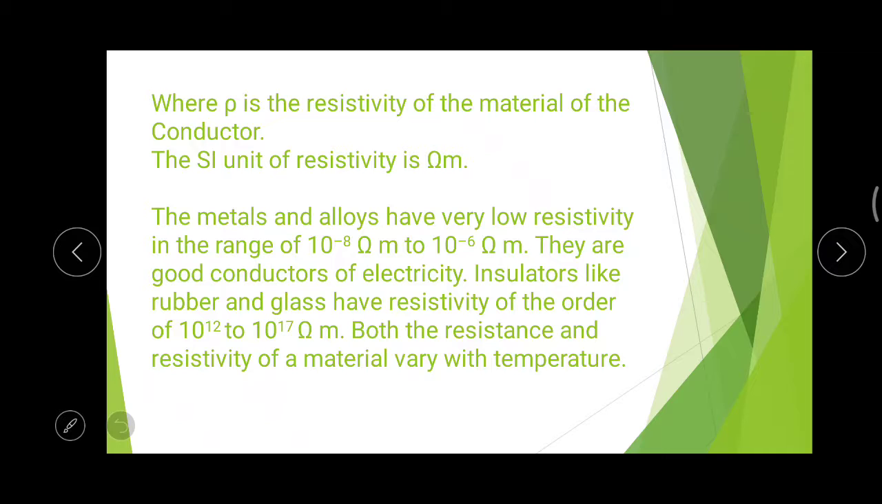And afterwards we saw a new term, the resistivity. Resistivity is represented by rho. So rho is equal to R into A by L. That we have also seen, and I would like to add two more points along with that.